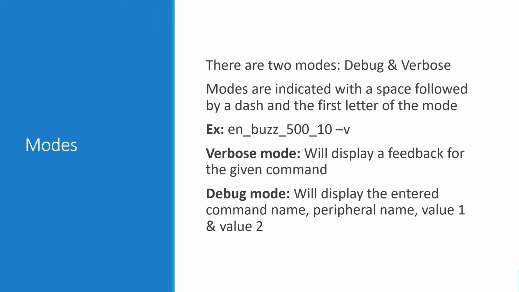In addition to the verbose mode, there is the debug mode, which is my contribution to the program. The debug mode can be indicated by the letter D, and it will list the command name, peripheral or the sensor name, and if available, Y and Z values. This helps debug the code and make it easier to add more commands to the program in the future.